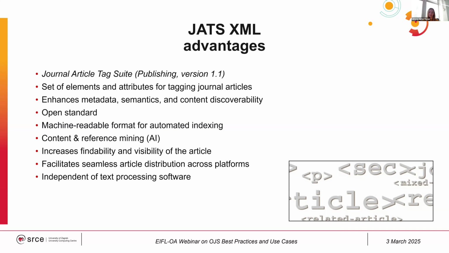A key advantage of JATS XML is that it is an open standard and machine readable format. And this means that it is convenient for automated indexing, for instance, for AI tools, which can now process and understand the content that we are publishing more effectively. It's like giving machines the tools to organize and navigate through vast amounts of scholarly content, making them smarter and more organized in how they search and categorize published articles.